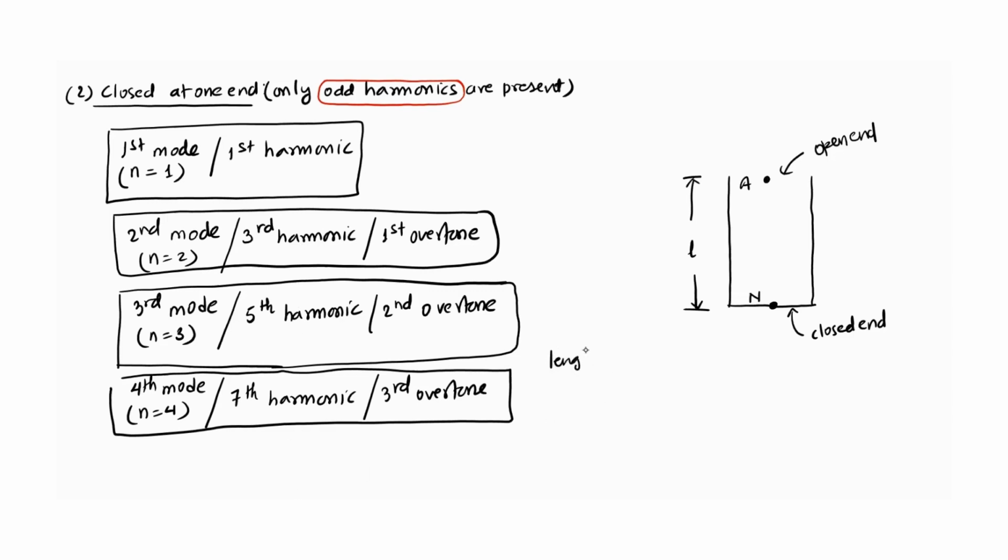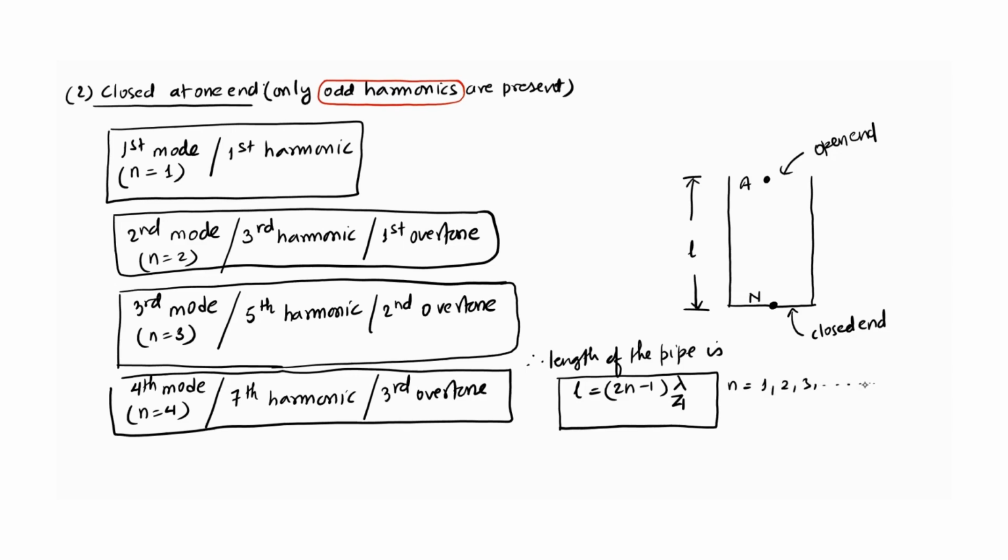Therefore, length, okay? We are going to find the length of the closed organ pipe, okay? Length of the pipe is L equals (2n minus 1) lambda by 4. So we have this. And the value of n is 1, 2, 3, 4, corresponding to first, second, third, fourth mode, and so on. So we have this.